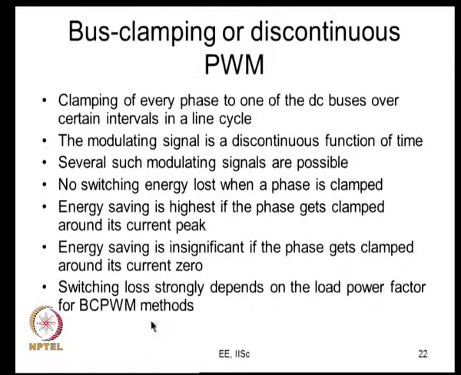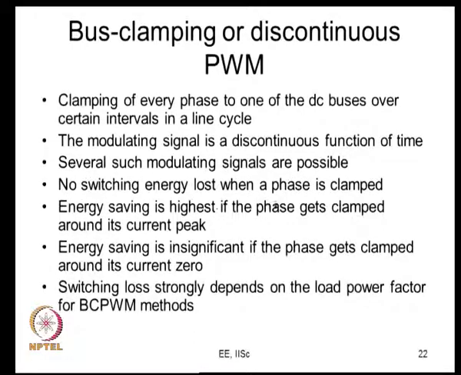So, under the same operating condition, 60° clamp would give you some switching loss, 30° clamp would give some other switching loss. Why so? Because bus clamping PWM methods clamp every phase to one of the DC buses over certain intervals. Which interval, which phase, that changes from PWM method to PWM method. For example, 60° clamp would clamp every phase in the middle 60° duration of its voltage half cycle. 30° clamp would clamp every phase during the middle 30° duration in every quarter cycle. So, where it clamps changes now, and the modulating signal is a discontinuous function of time, which we have already seen. Several such modulating signals are possible, and these result in clamping over different durations.